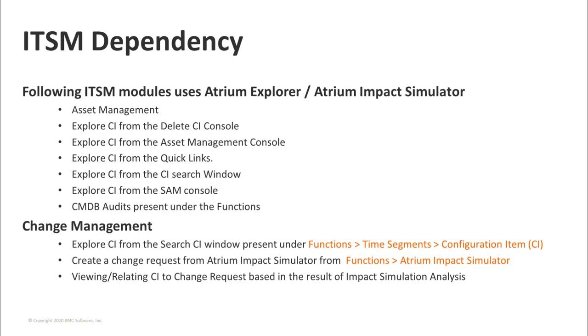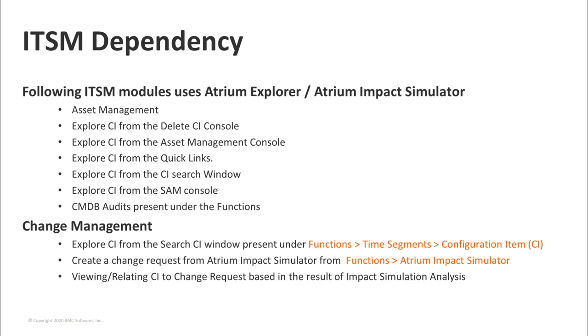ITSM applications, primarily asset management and change management, use Atrium Explorer and Impact Simulator. Most often, while dealing with a CI in asset management, a user might like to understand how the assets are related to each other. Atrium Explorer displays a map of the relationship between the selected CI and the related CIs. To view the relationships of all levels across the environment, one can traverse the map from one CI to the other. The Explorer CI option can be found at several places within the application.